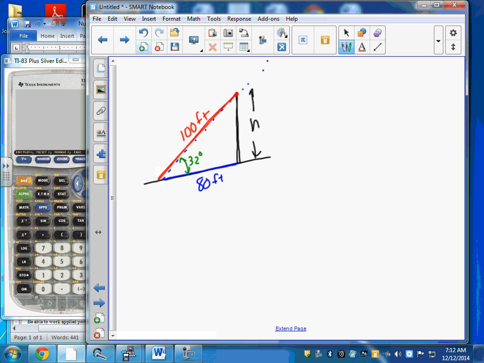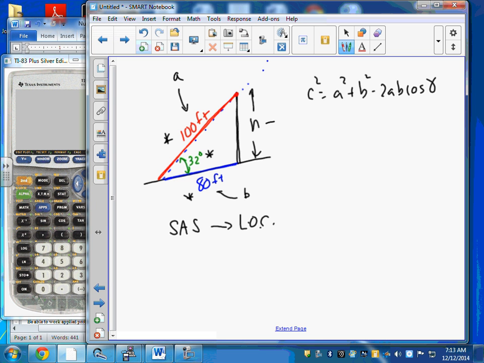We don't know the elevation of the sun. We don't know the slope of the hill. We just know this information here. If you look at the two sides and the included angle, this is a side angle side problem, and that requires the law of cosines. We know that c squared is a squared plus b squared minus 2ab cosine of the angle between a and b. So I'll call this a, this b, and this c.